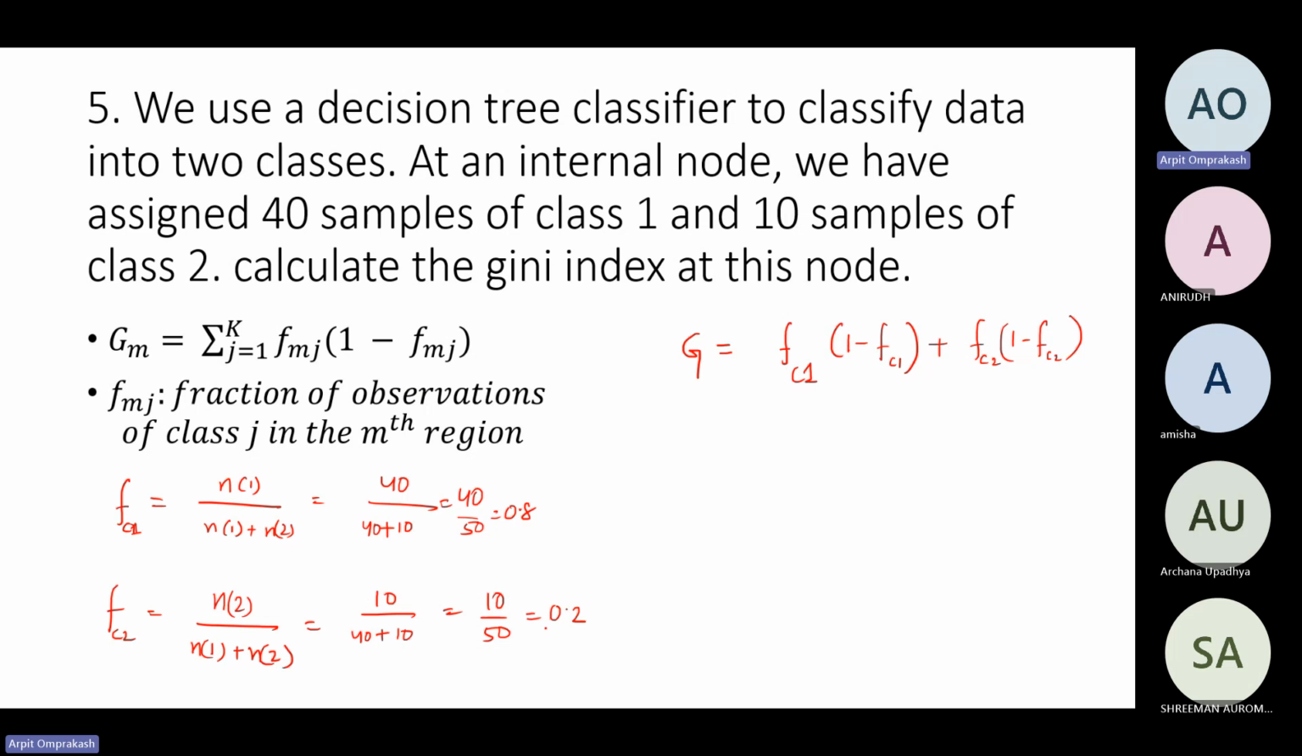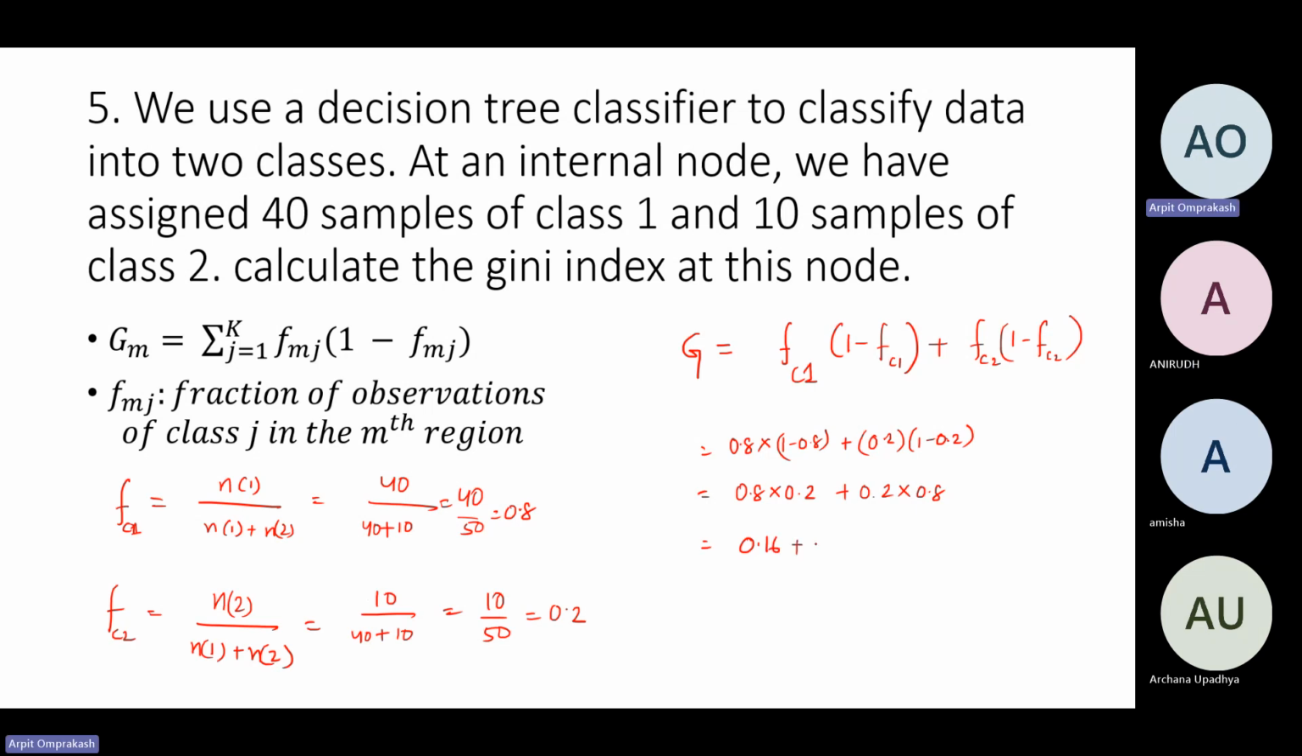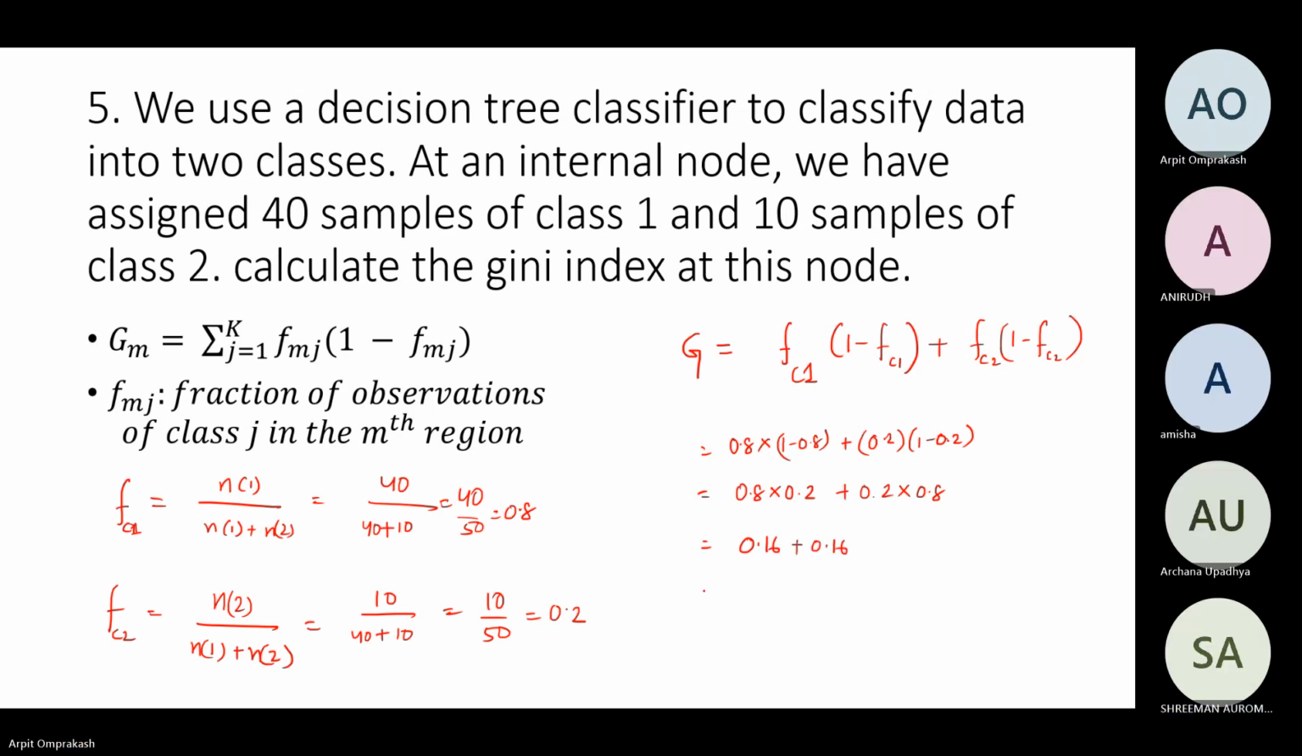Right. So now, to calculate the Gini index, we'll just put these values here. It will be 0.8 into 1 minus 0.8, plus 0.2 into 1 minus 0.2. So it basically boils down to 0.8 into 0.2 plus 0.2 into 0.8. So it's basically 0.16 plus 0.16, which is 0.32.